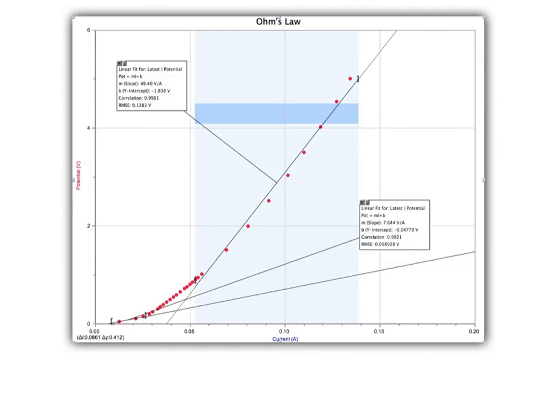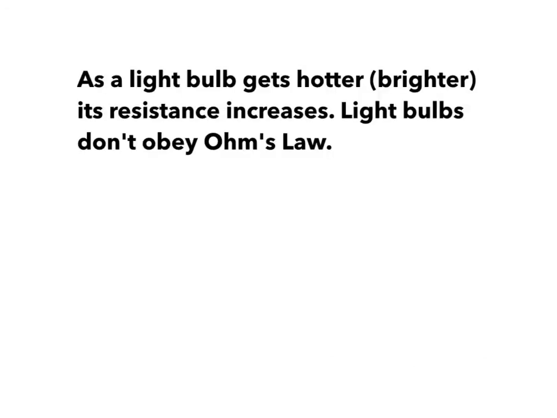So we learn a really, really important thing here. We saw that as a light bulb gets hotter, in other words, it's brighter, its resistance actually increases. So light bulbs don't obey Ohm's law because pressure and flow rate are not directly proportional. In other words, the resistance or slope goes up with the light bulb. If it was directly proportional, the slope would stay one number. So light bulbs don't obey Ohm's law.